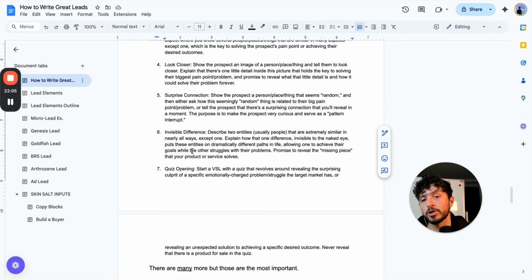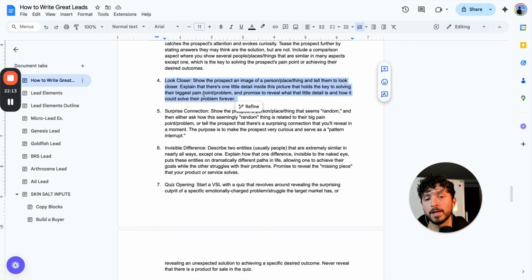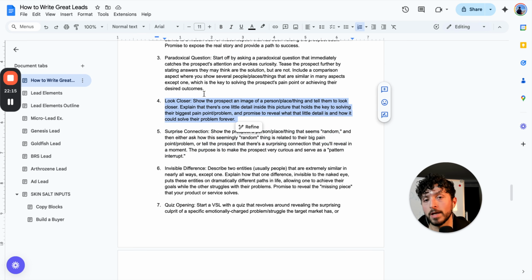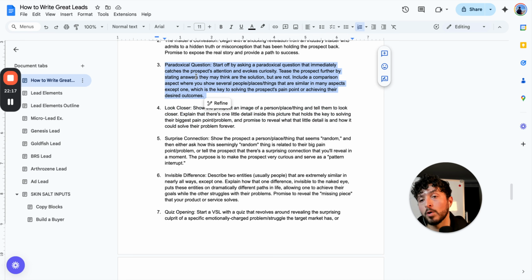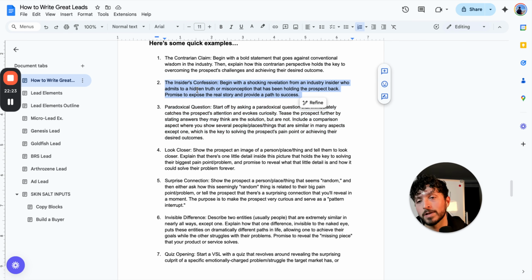Okay, if you look at the Wall Street Journal one, like what makes the difference between these two guys, or what makes the difference between this dog and this dog? Surprise connection, here's how a goldfish can help you get laid. Look closer, take a look at this eggshell, right? Inside of this eggshell, you're going to see blank, blank, blank. Paradoxical question, why is it these 2,500-year-old teeth buried in the dirt look better than the teeth that are sitting inside your head? Insider confession, I'm a dermatologist for over 20 years, and what I'm about to tell you flies in the face of everything you've ever heard about keeping your skin healthy, right?